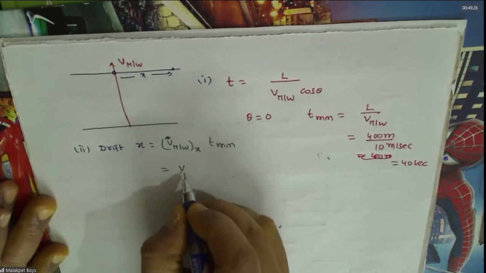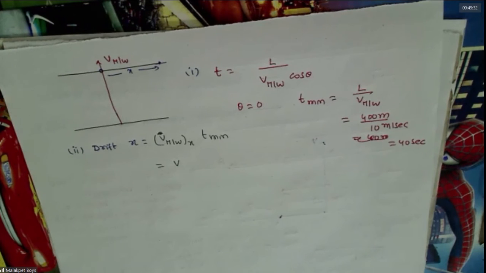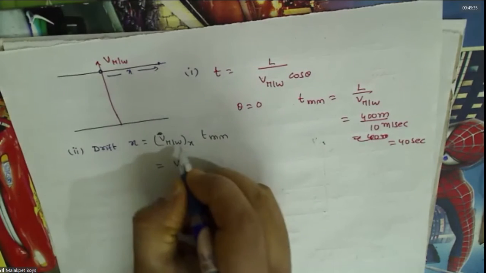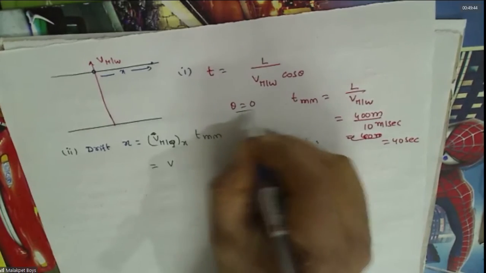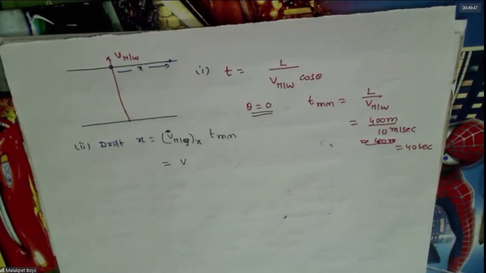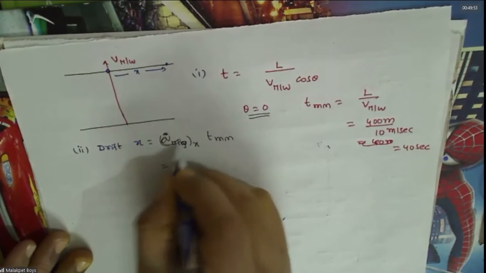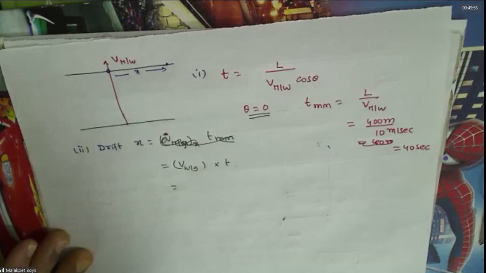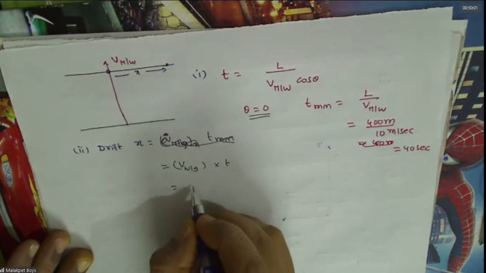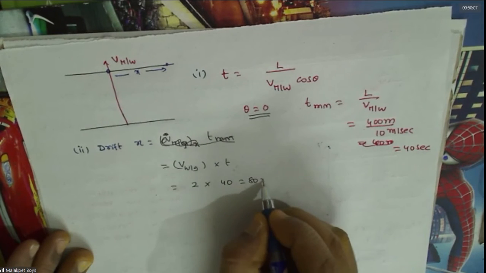That is nothing but what you have already found. 10, that is the velocity of water with respect to ground. Here theta is 0, substitute that value and you'll get that. The velocity of water with respect to ground, multiplied by t. What is the water with respect to ground? 2 meters per second. What is this you have? 40, 80.